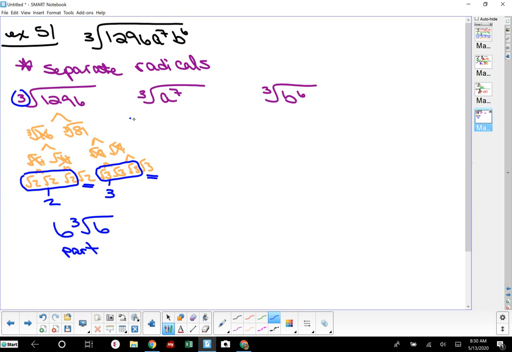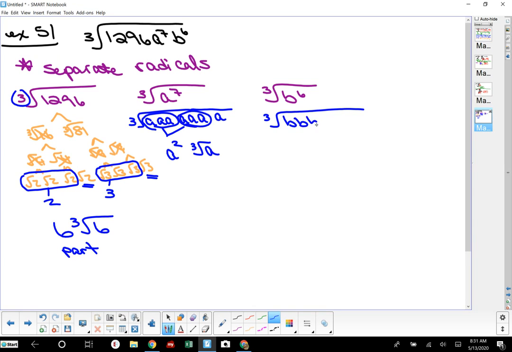Now, the cube root of a to the 7th. Cube root, 1, 2, 3, 4, 5, 6, 7. Right? You're going to group them in groups of 3. So this is going to be a squared cube root of a. Right? The a squared is coming from there, 2 groups of 3 a's. And then the cube root of b to the 6th, 1, 2, 3, 4, 5, 6. Group these together in groups of 3, so that'll be b to the 2nd. There's nothing left over, so there will not be anything left under the root.